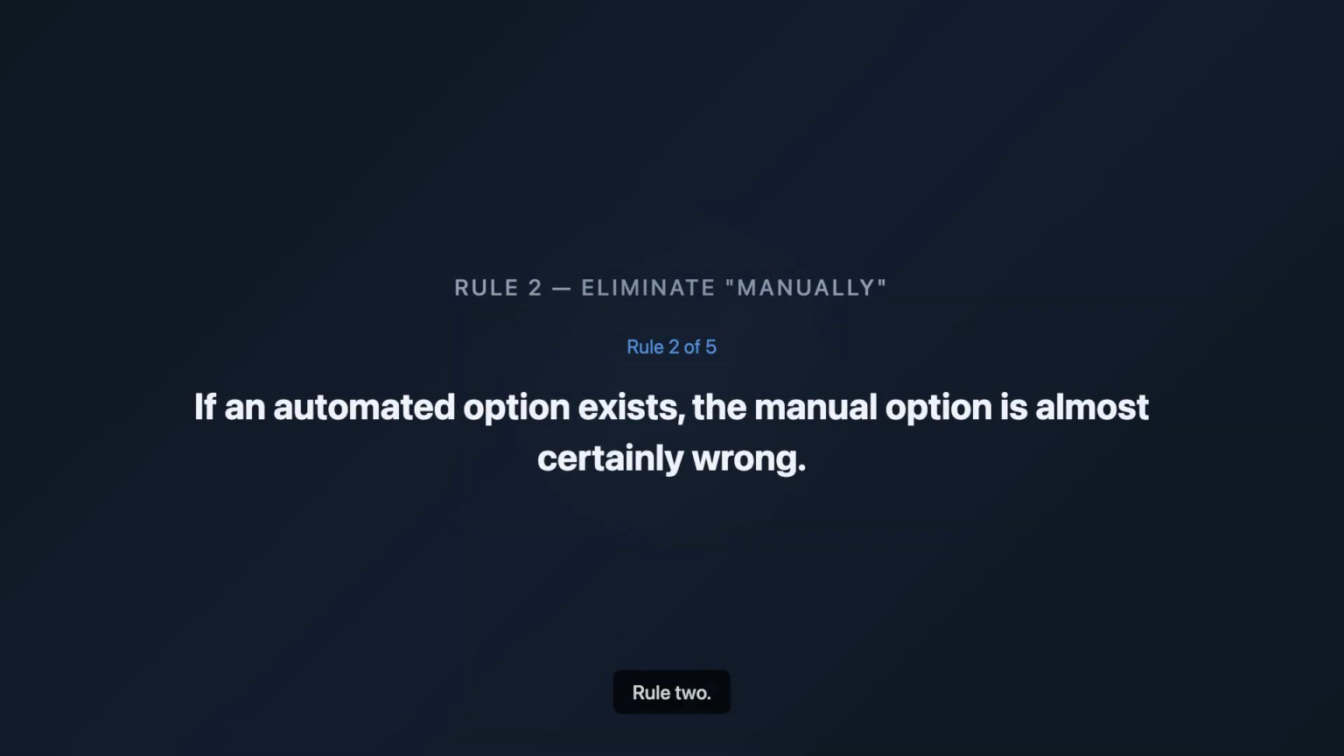Rule 2. Eliminate any option that uses the word manually. Manually trigger, manually scale, manually configure, manually restart. If there's an automated option in the answer list, the manual one is almost always wrong. Amazon Web Services questions reward automation. Cross out the manual answers before you even compare the rest.